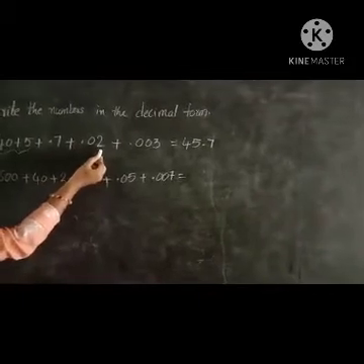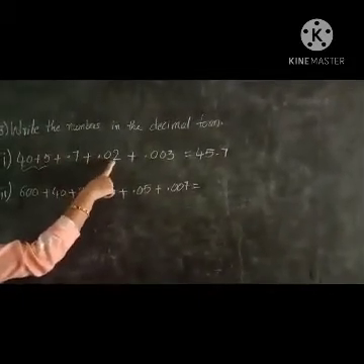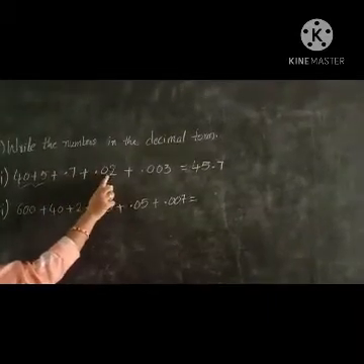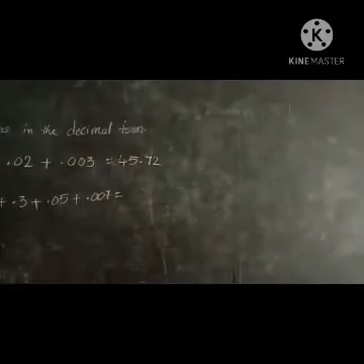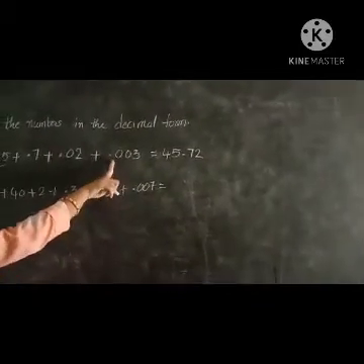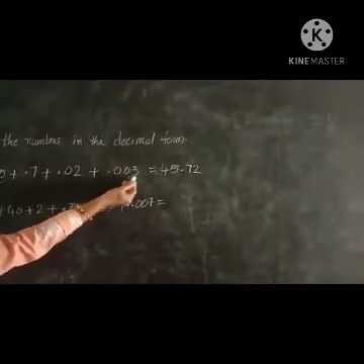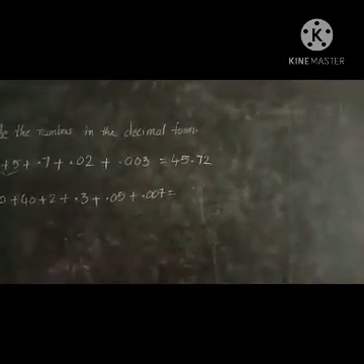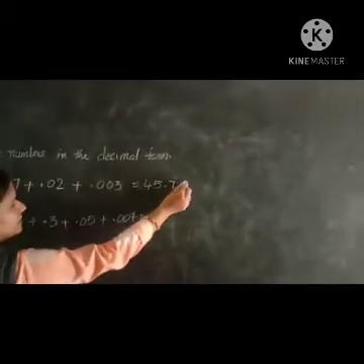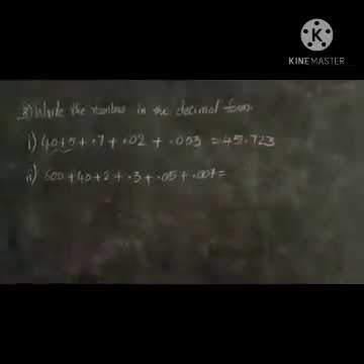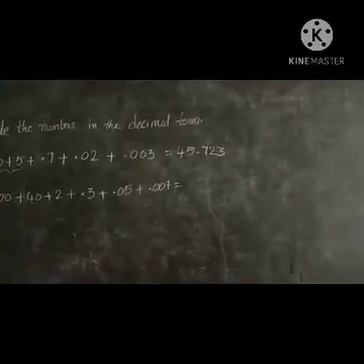Next here, see, which number do we have to write? Hundredths place number. See here, 2 is in which place? Hundredths place only. This is the decimal point: tenths and hundredths. So here, 2 is there. We have to write these 2 here in the hundredths place. Next, 0.003. 3 is in which place? Thousandths place. So write thousandths place 3. Total, what is the number? 45.723.